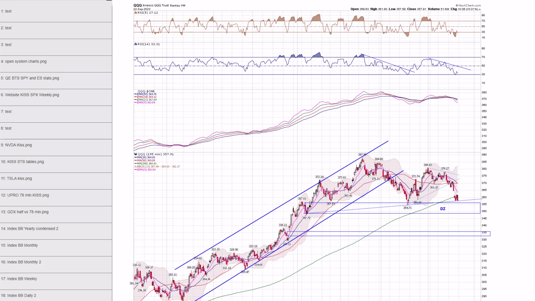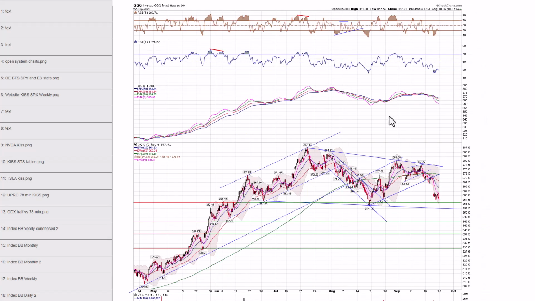Chart 38, here's a 2-hour view. Another area to watch would be this lower trend line here. Could be a magnet.